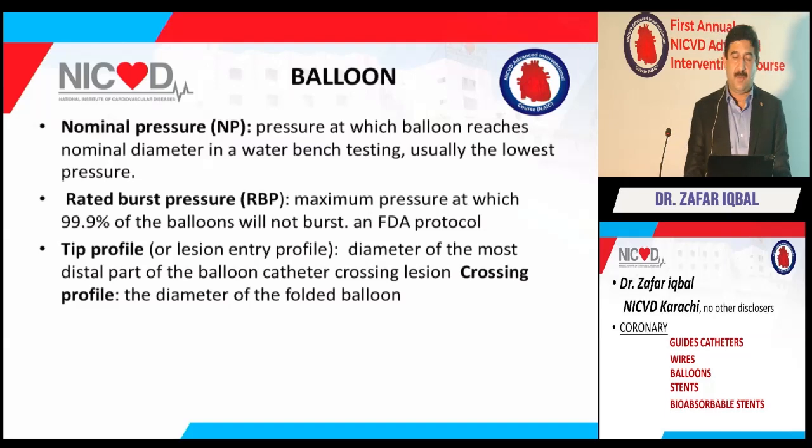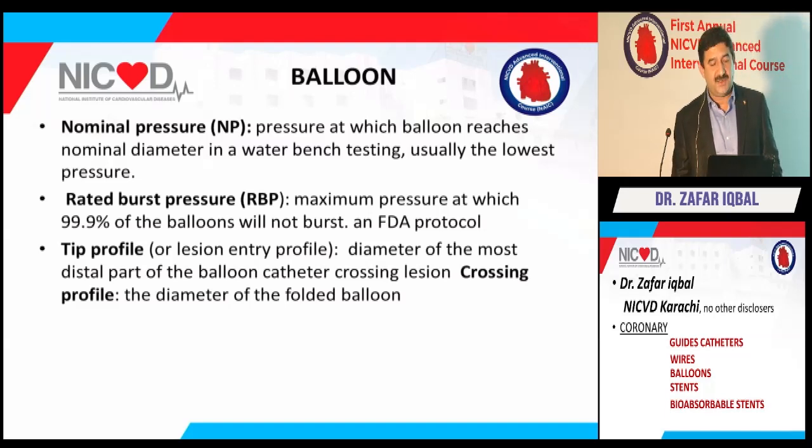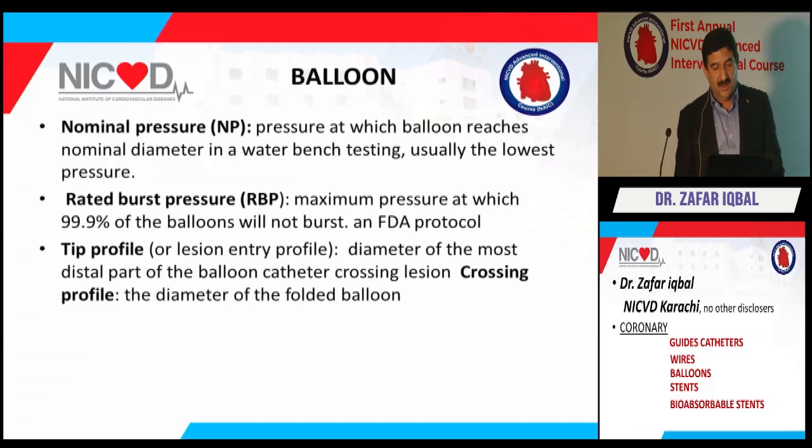These are the other terms used. Nominal pressure is a bench test of a balloon under water at its lowest pressure. The rated burst pressure is the maximum pressure at which 99.9% of the balloons will not burst. That is also a bench test. So these numbers are all good to know for the safety profile of the balloon. For the tip profile and the crossing profile, the lower profile balloons, like those that come in 1 or 1.5 size, have a very good tip profile and crossing profile, so they can be crossed through any lesion.